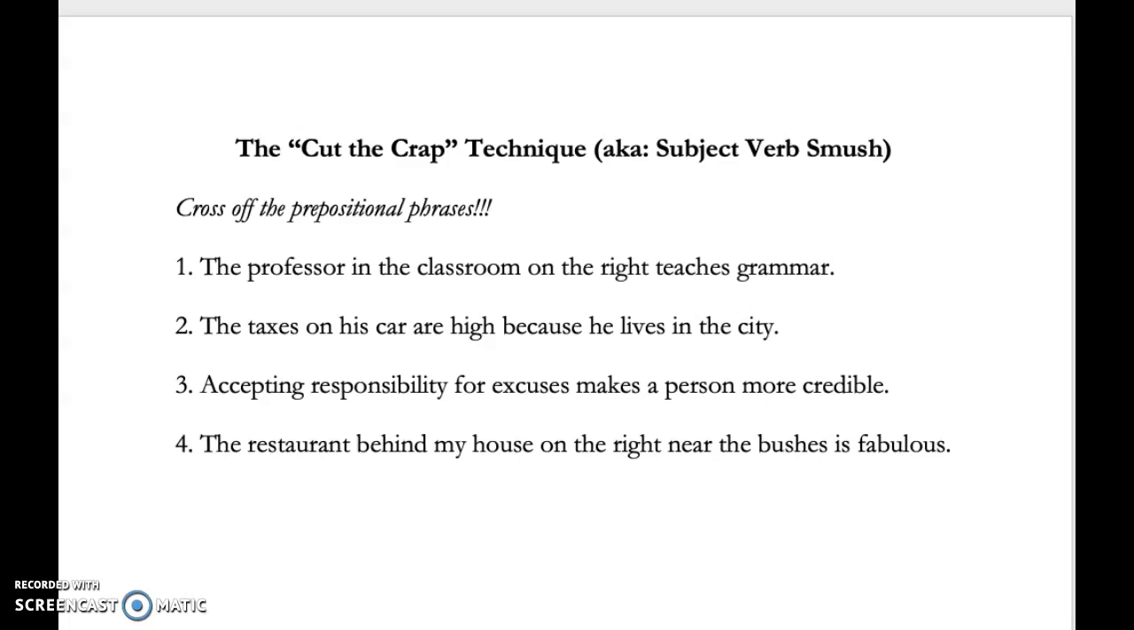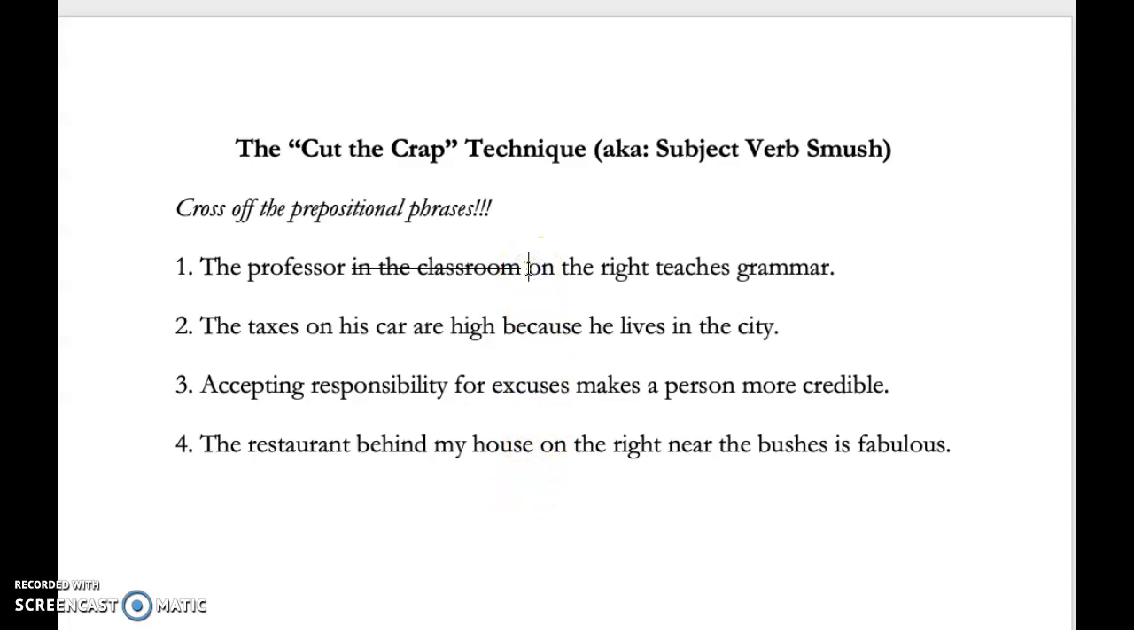The professor in the classroom on the right teaches grammar. So in this case, if I recognize that in is a preposition, I would want to then figure out what the prepositional phrase is. And the way to do that is to attach the question what to the preposition. So I could say in what? And the answer is in the classroom. So in the classroom, therefore, is a prepositional phrase, and that means I can cross it off.